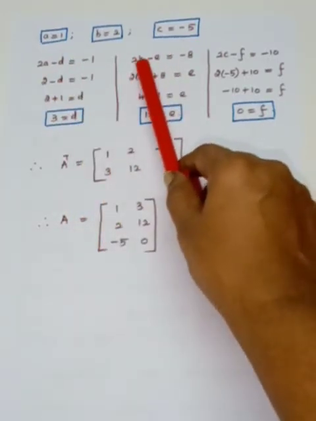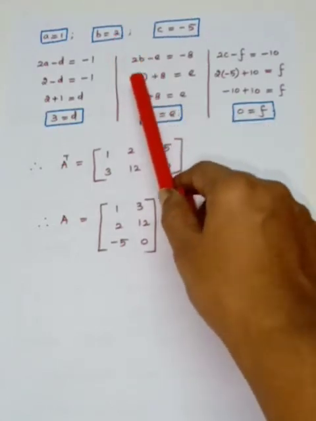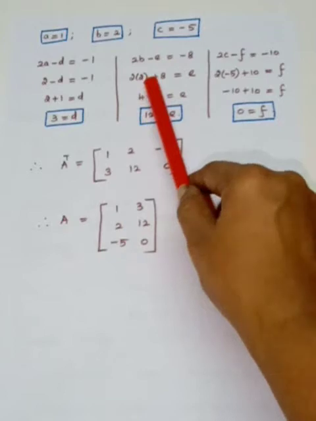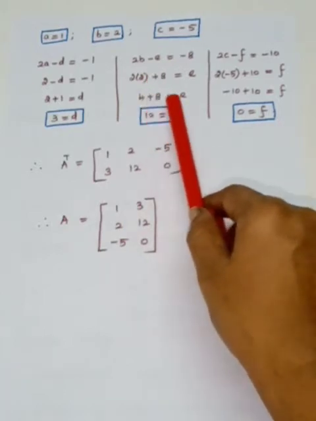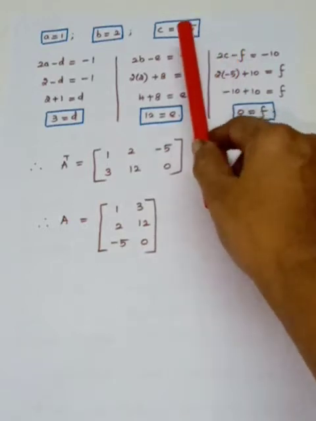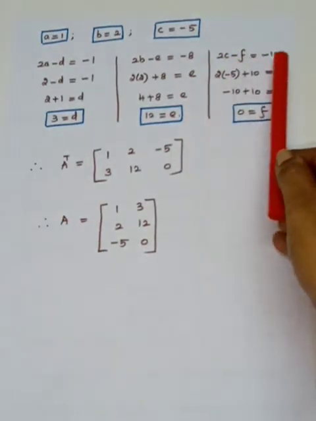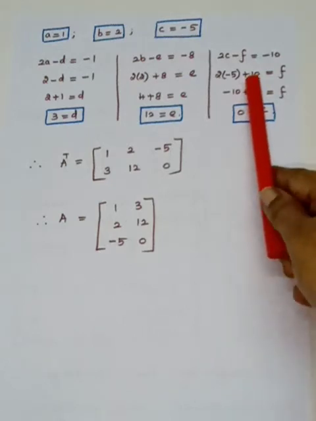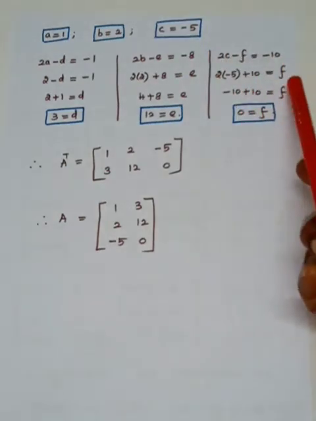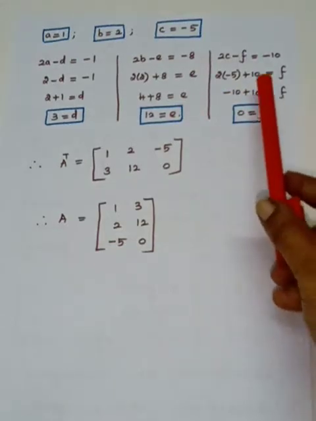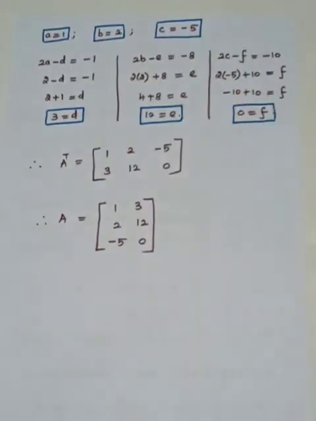Next, 2B. In the place of B you have to substitute 2. So 2 2s are 4. And minus 8, when you bring it to the left side, is plus 8. 4 plus 8 is equal to E. So E is equal to 12. Next one, the C value has to be substituted. Minus 10 is brought to the left hand side and minus F is brought to the right hand side. So minus 10 plus 10 is 0. So we have found F also. So all the elements have been found.